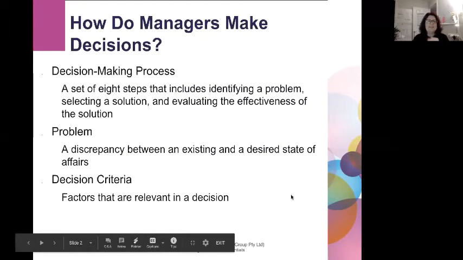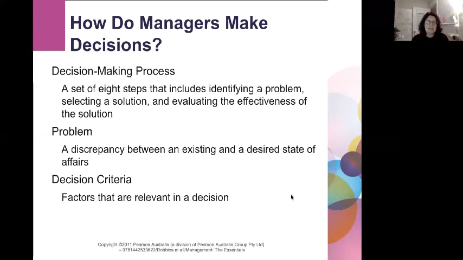So when we're talking about decision making, the model that they present in the book is a set of 8 steps that takes us through the identification of the problem, which is the decision that we're trying to make. So what is the problem we're trying to solve by making that decision? How are we going to select some options or potential solutions? And then how might we evaluate the effectiveness of the solution that we come up with?